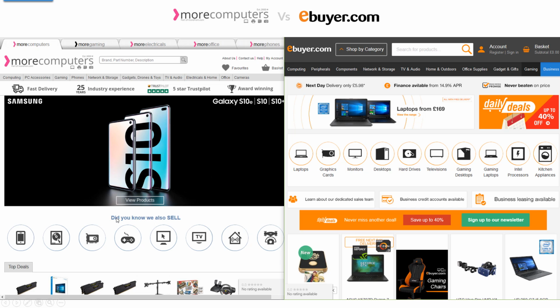Like the usability here. Did you know we also sell? Nobody wants to be sold. So again, that should be removed for starters. eBuyer, you don't see anything like that. They don't want to sell you anything. They're just there to support you. These buttons here, they're very nice, but what are they? eBuyer, they've put the labels underneath. On More Computers, you actually have to hover each image to see what it is. The usability of this website is terrible, absolutely terrible.